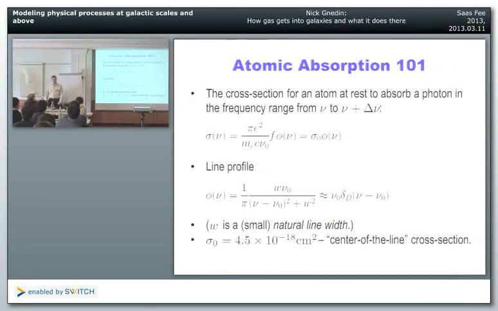So let's now talk a little bit about some more boring stuff: atomic absorption. Again, this is standard quantum mechanics of astronomy. Most of you should know that. So again, if you know it, just take a break.